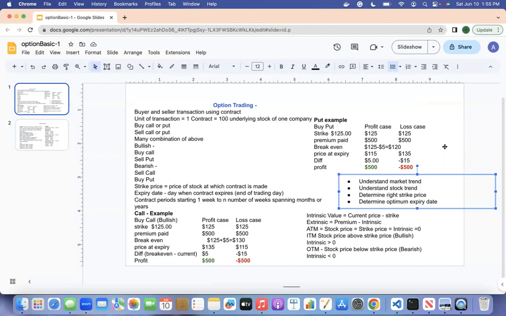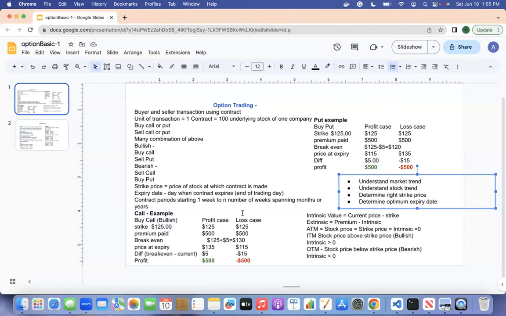So you see from the example of a call and the example of a put, where you are buying a call or buying a put, you have to be directionally right. When you are buying a call, you are bullish. So if you are thinking the stock will go up and it goes down, you will make a loss. If it goes up, you will continue to make profit. When buying a put, you are bearish. You think the market is going to go down, but if it doesn't happen, you will make a loss. So understanding the market trend is very important.